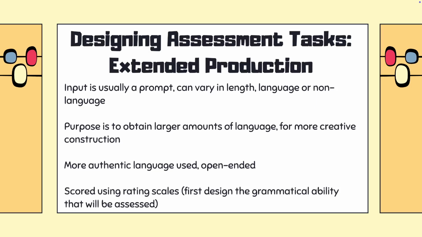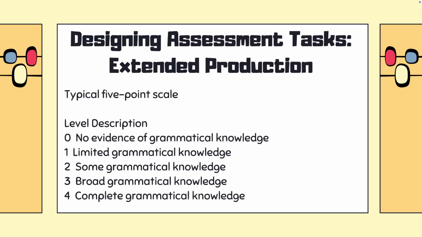But just keep in mind, this is not a writing assignment. It's still about grammar. Now here we know that more authentic language will be used, and it's more open-ended. And it will be scored probably using a rating scale now. Now, it's really important that you first design the grammatical ability that you're going to assess before you make your rating scale. So here's an example that comes from the textbook, but it's typical to use this type of 5 or even 6-point scale if you want to have a top score of 5.